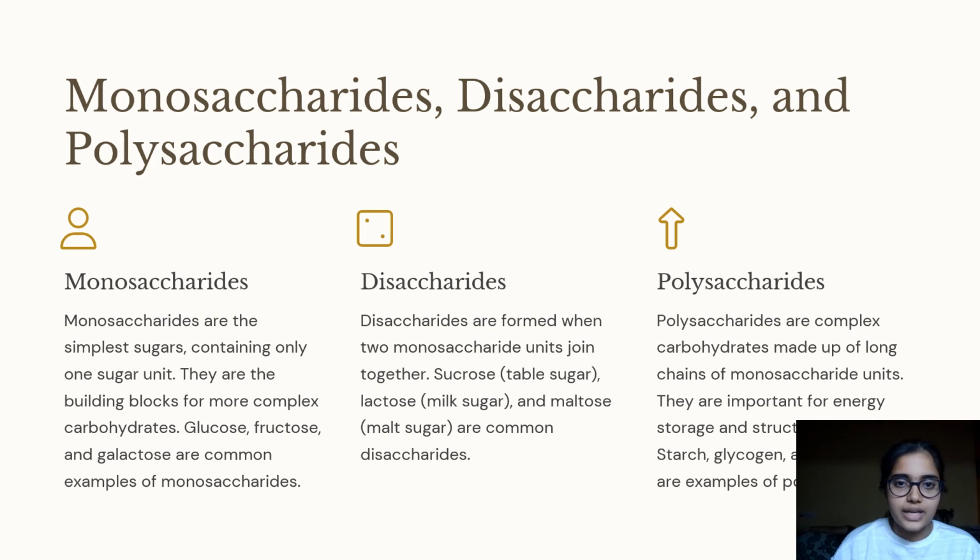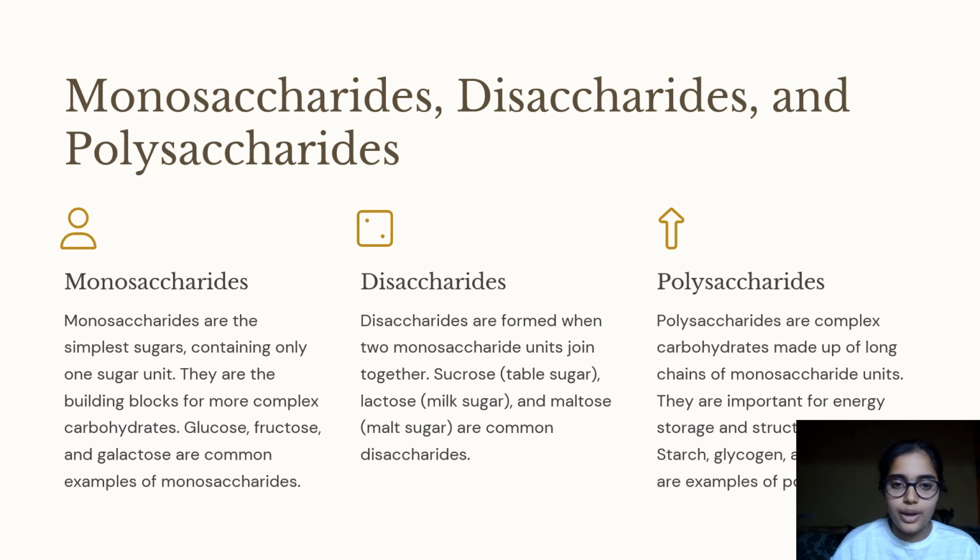Next is monosaccharides, disaccharides and polysaccharides. Here we'll be learning in detail. Coming to the first one, that is monosaccharides. Monosaccharides are the simplest sugars containing only one sugar unit. They are the building blocks of more complex carbohydrates. Glucose, fructose, and galactose are common examples of monosaccharides.